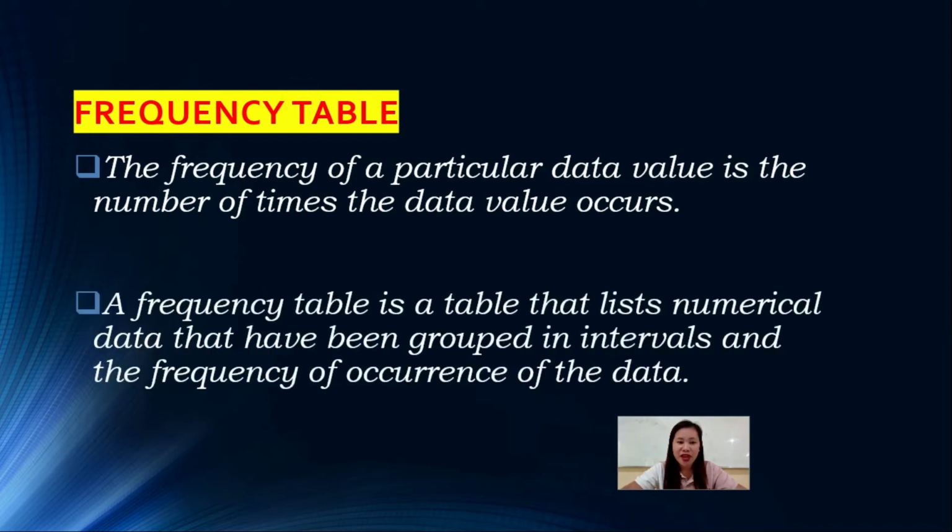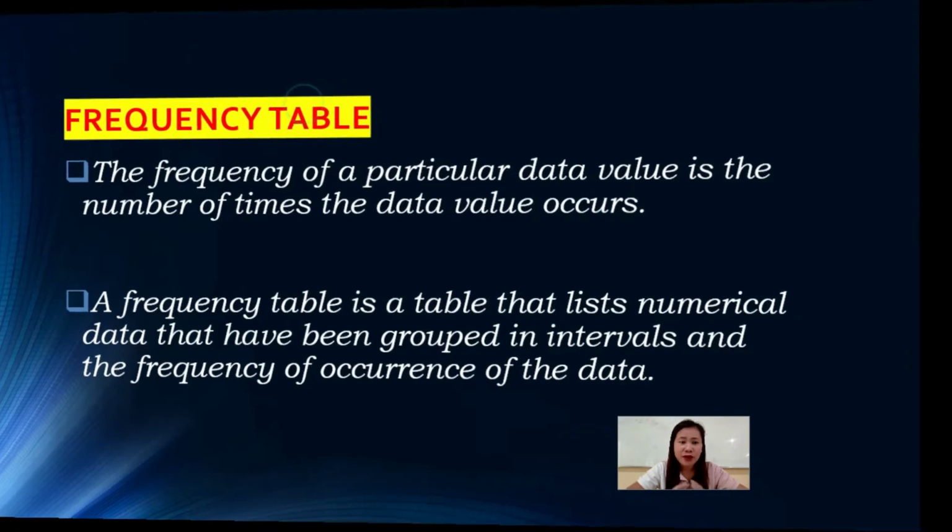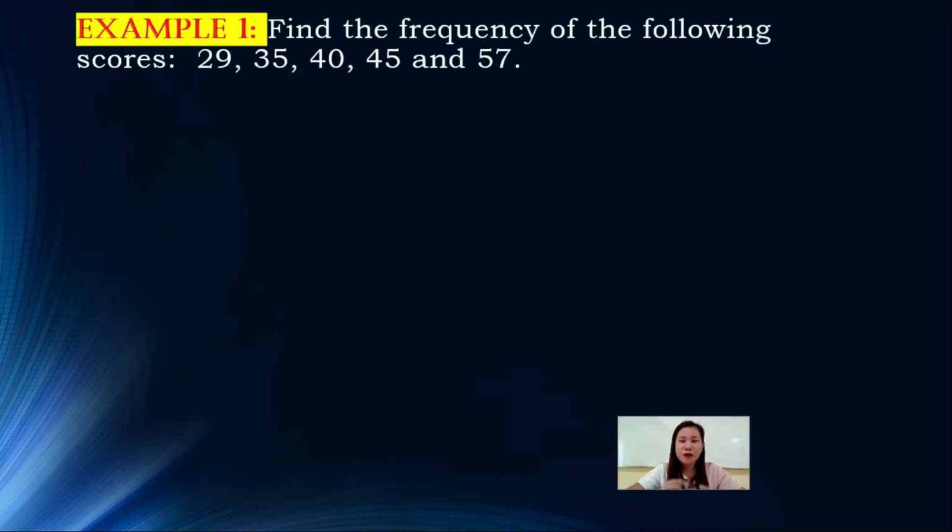Okay. And when we say a frequency table, it is a table that lists numerical data that have been grouped in intervals and the frequency of occurrence of the data. So, it is grouped in class intervals. Then in that table, we will also put the frequency of each class interval. But before that, let's first give an example of ungrouped data. When we say ungrouped data, these are the values, or the given values, that are not grouped in class intervals. Okay? That is what we call ungrouped data.